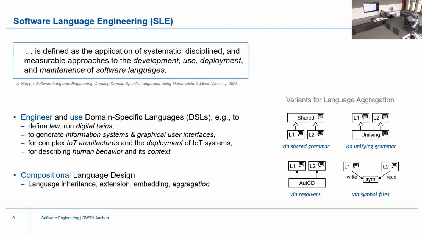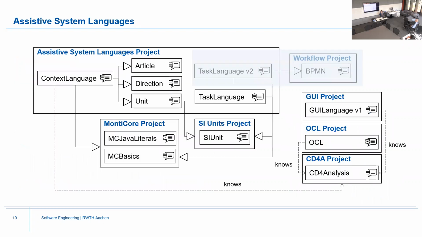Therefore, we are working with compositional language design. So there are several techniques for how we can work on that. Basically language inheritance, extension, embedding, aggregation, so the different areas of how you can apply that to modeling languages. And in this large assistive system ecosystem, maybe I can show you a little bit here. So that's the languages behind that.